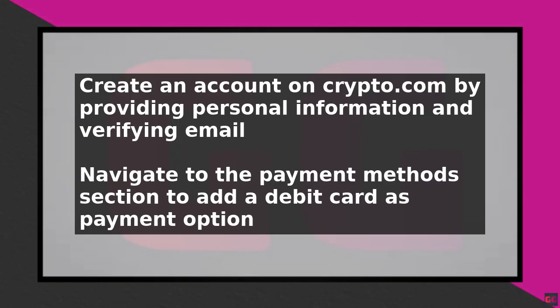Once you have created and verified your account, navigate to the Payment Methods section. Click on Add Payment Method and select Debit Card as your preferred payment option. You will be prompted to enter your debit card details, including the card number, expiration date, and security code.